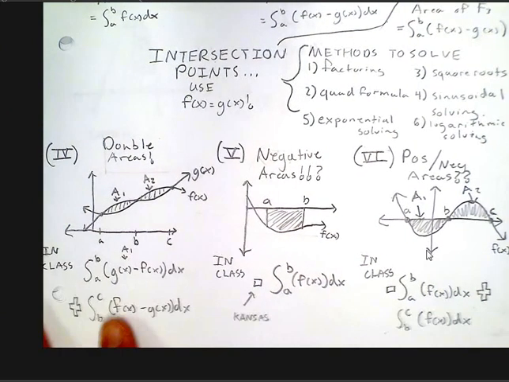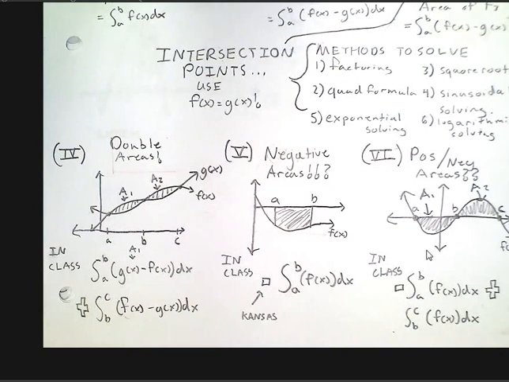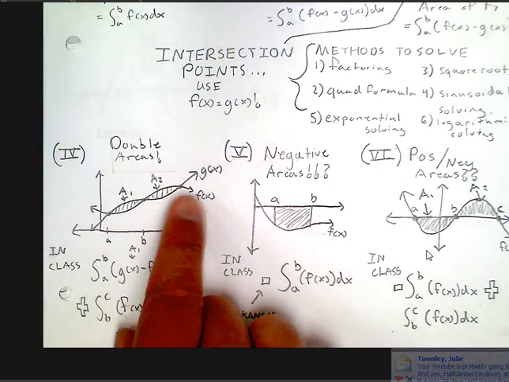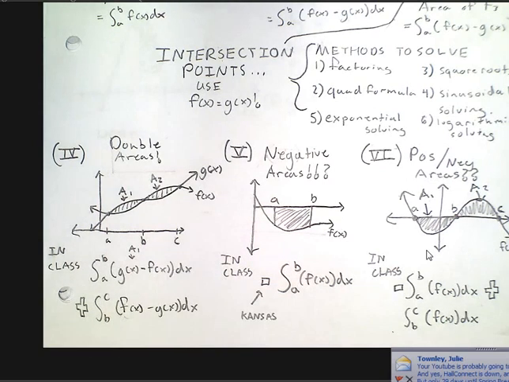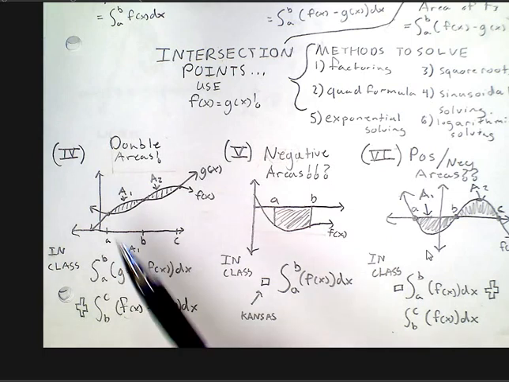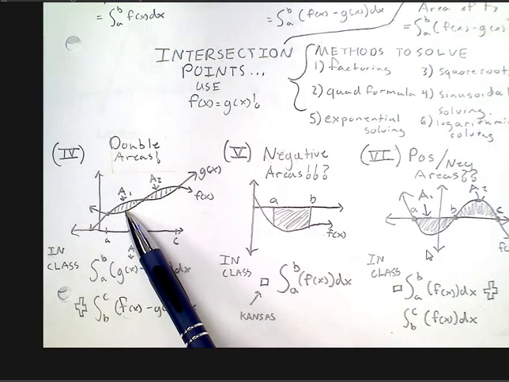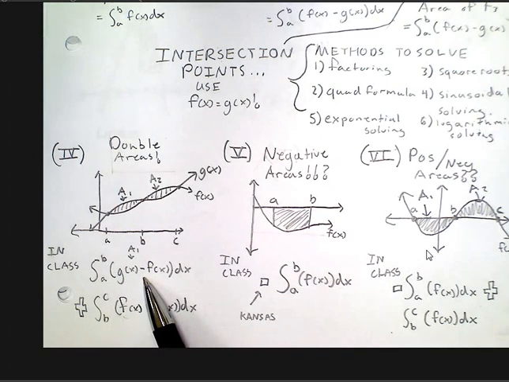double areas. Okay, so double areas. We've got two functions that basically intersect three times and create two different areas. So how do you figure this out with two different areas? Well, for the first area, you've got to do top minus bottom. So g of x on top, f of x on the bottom. It's like two different problems.